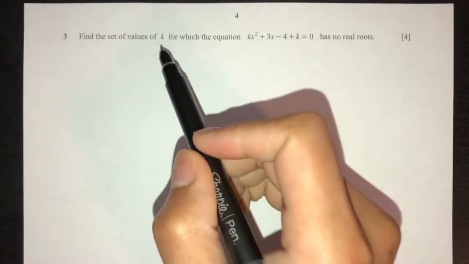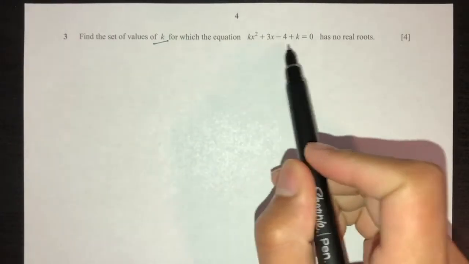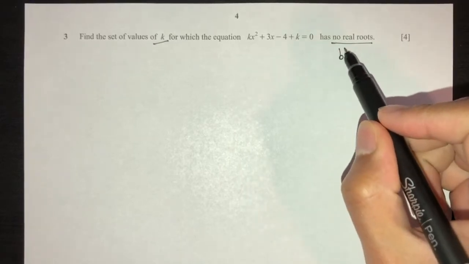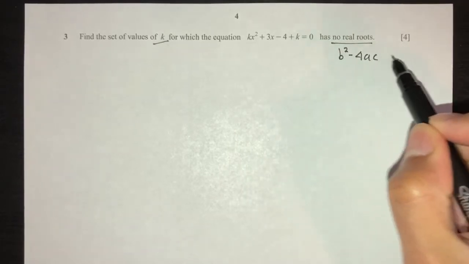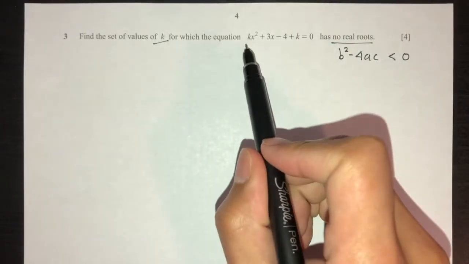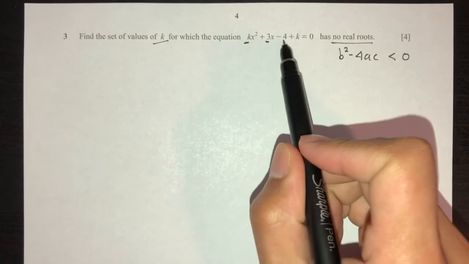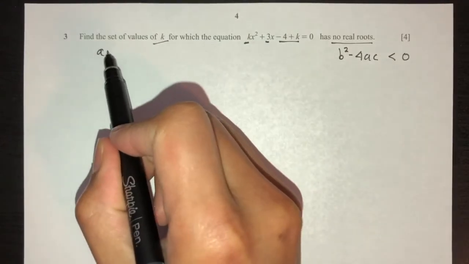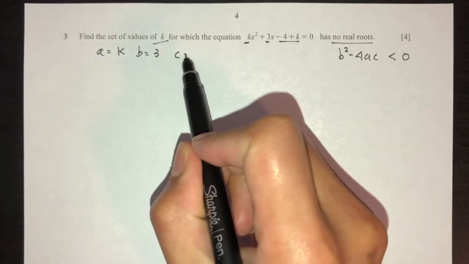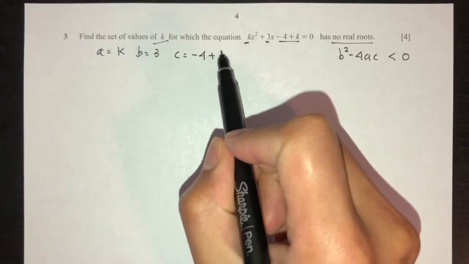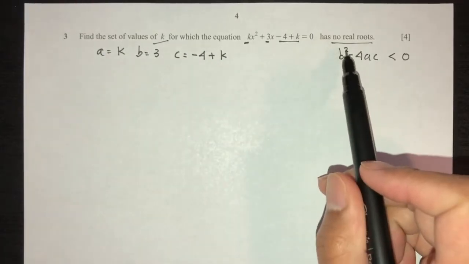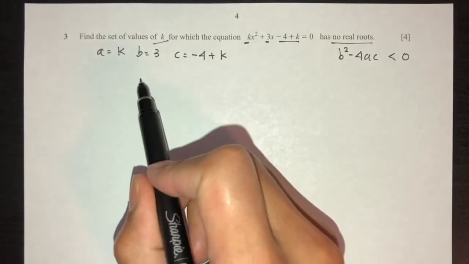Find the set of values of k for which this equation has no real roots. When you see no real roots, you have to think about b squared minus 4ac is less than 0. That's what you need to think about. Now, this is a, this is b, and this is c. So let's write it down. A is equal to k, b is 3, and c is equal to minus 4 plus k. Now we have to replace these values in this equation. B squared minus 4ac. B squared is 9.